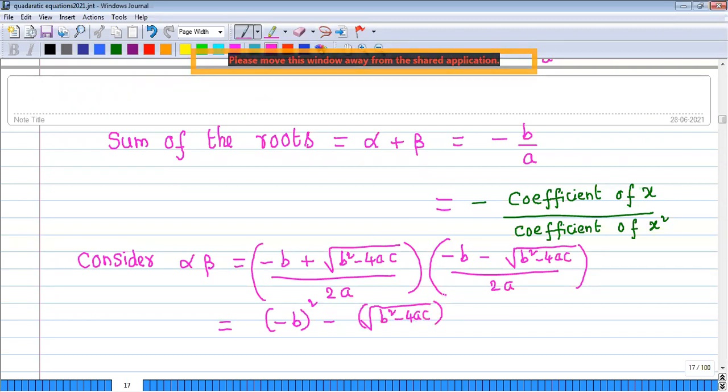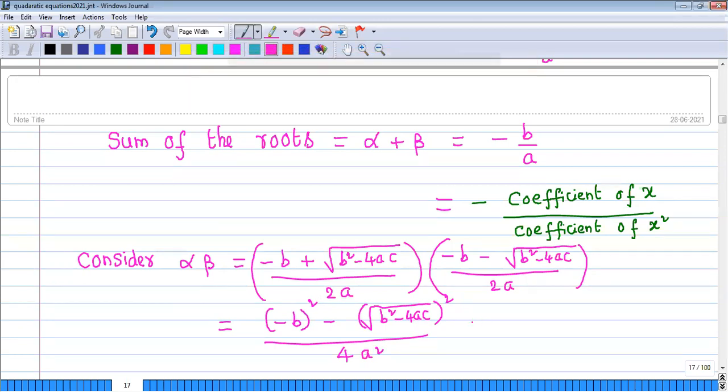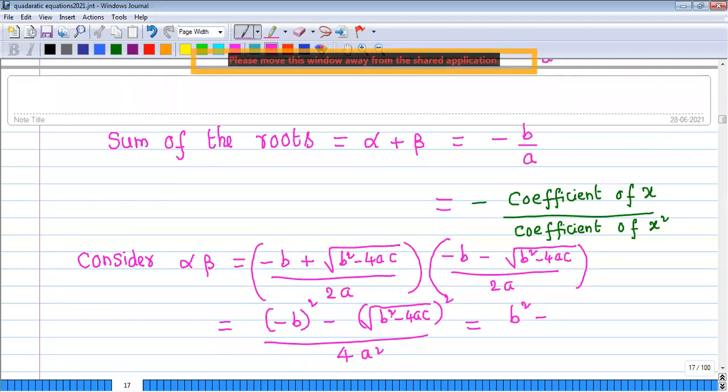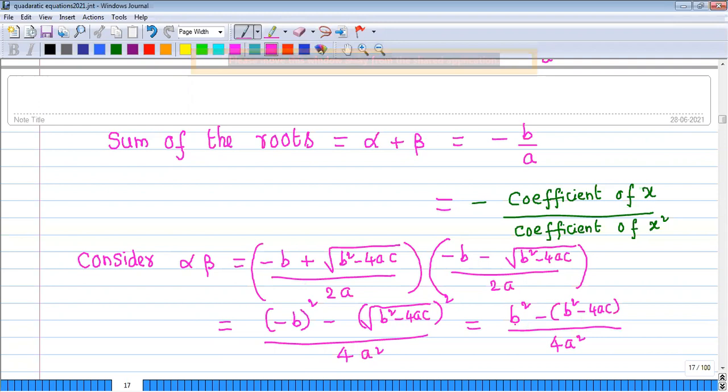Am I correct now? So we have 2a into 2a, that will be 4a square. Minus b whole square is plus b square. And minus of square root of b square minus 4ac whole square, actually you get b square minus 4ac only, because if a square root is squared, the square root is removed. So we get b square minus 4ac upon 4a square. Now it needs to be simplified.